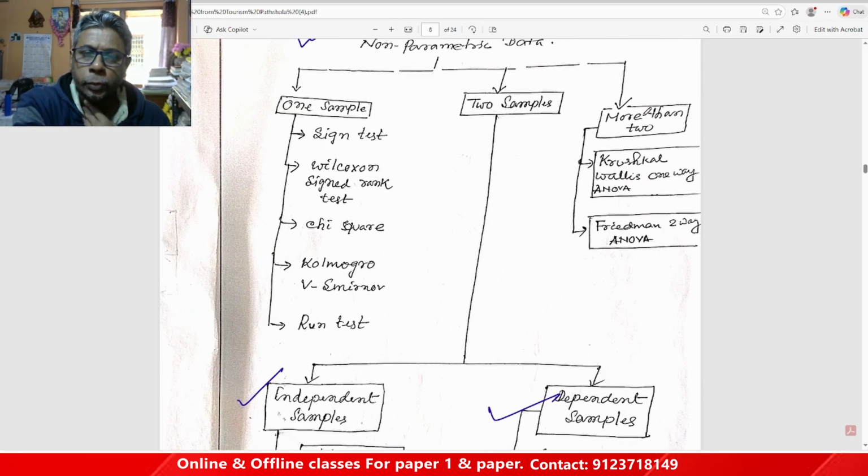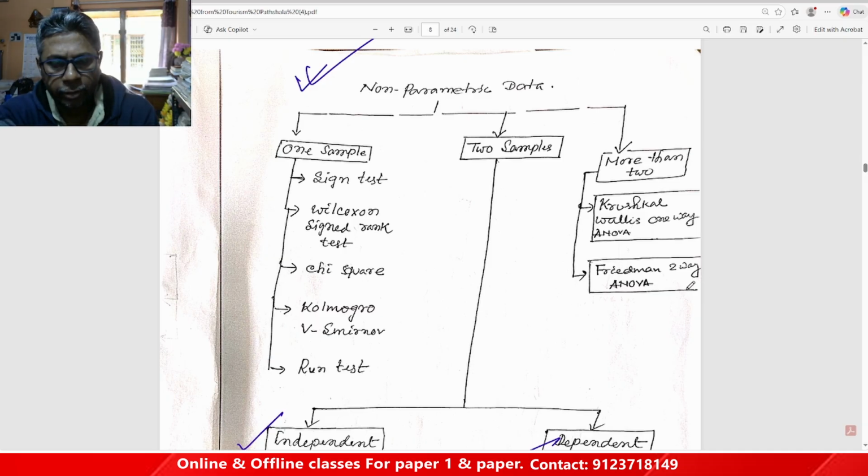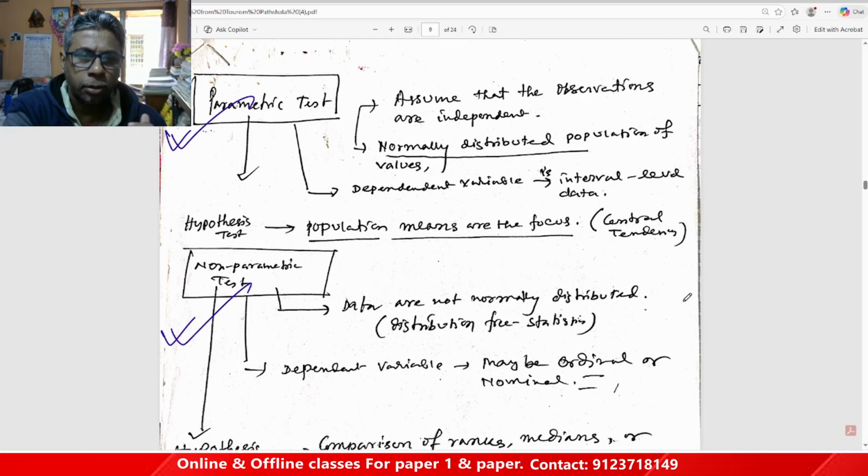And for more than two non-parametric data sets, we use the Kruskal-Wallis one-way ANOVA and Friedman two-way ANOVA. These charts are very, very important. So, what is a parametric test?